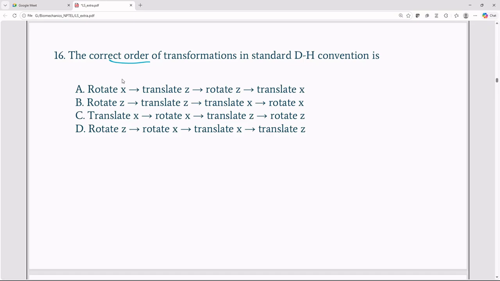The correct order of transformations in the standard DH convention. Is it rotate about x, translate along z, rotate about z, translate along x? Or is it rotating about z followed by translating along z, then translating along x and rotating about x? Or option C, translating along x, rotating about x axis, translating along z axis, rotating about z axis? Or option D, rotating about z axis, rotating about x axis, then translating along x, followed by translating along z?